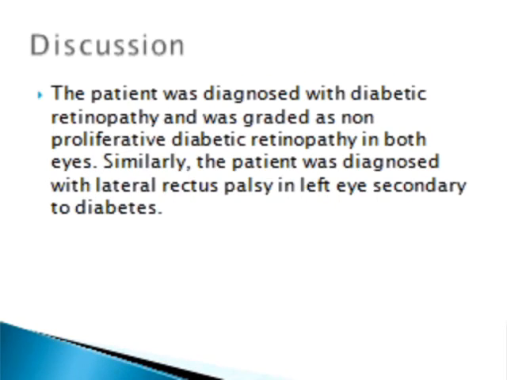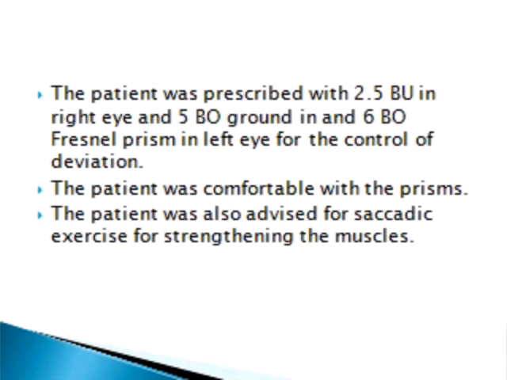Discussion. The patient was diagnosed with diabetic retinopathy and was graded as non-proliferative diabetic retinopathy in both eyes. Similarly, the patient was diagnosed with lateral rectus palsy in the left eye secondary to diabetes. The patient was prescribed 2.5 base up in the right eye, and 5 base out ground-in and 6 base out Fresnel prism in the left eye to control the deviation.